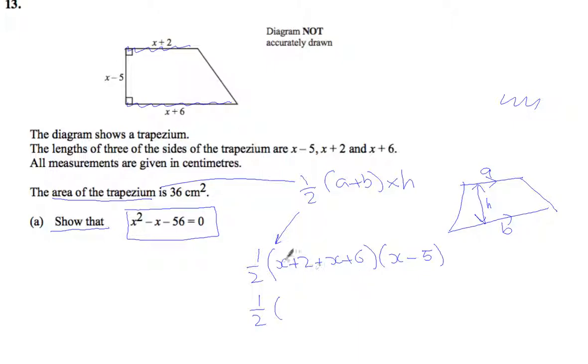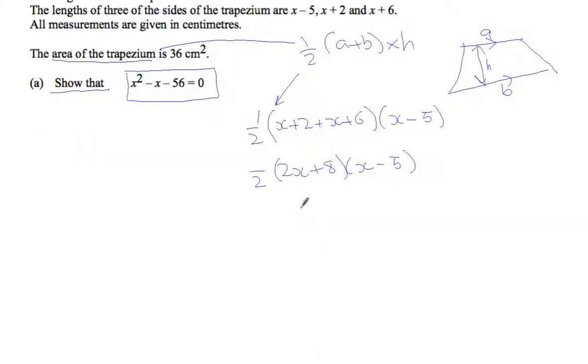Tidy up this first bracket. You've got an x and an x, which makes 2x. 2 plus 6 makes 8. And you've still got x minus 5. Now, looking at that, you should be able to realise that this is a quadratic, because it's two brackets times together. So to do that, you multiply the 2x by the x, which gives you 2x squared, and then the 2x by the minus 5, which is minus 10x. Then you do the 8 times the x, which gives you plus 8x, and then you do the 8 times the minus 5, which gives you minus 40.